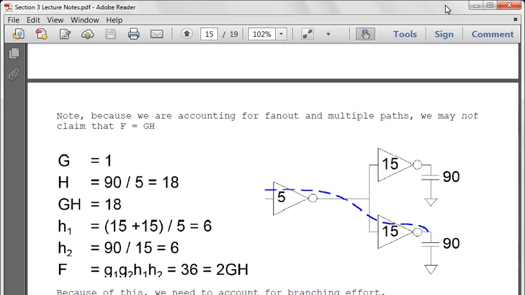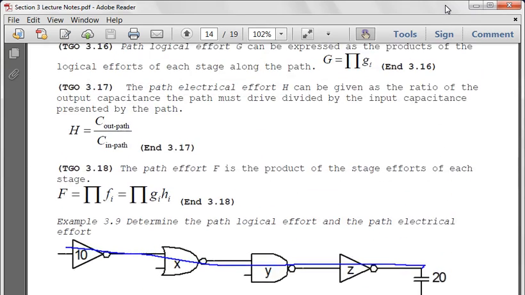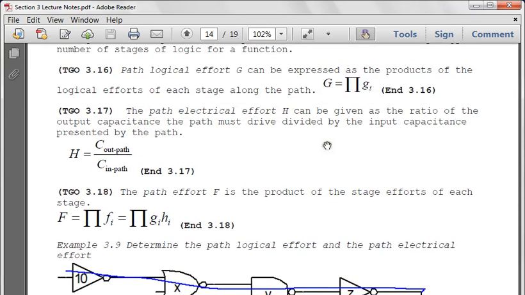Yes. So why was it not? I know it's because of the CL. Right, because of the definition. Let's revisit this definition, because going through the definition again will help. The path electrical effort can be given as the ratio of the output capacitance the path must drive divided by the input capacitance presented by the path. Right? So we go back to this example here.